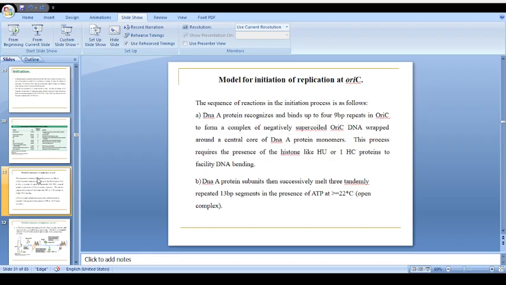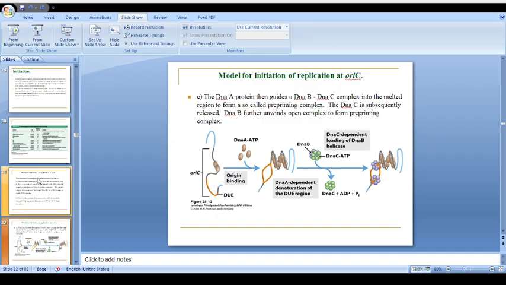Approximately 22 base pairs are present at that region. Since this is rich with AT, it is easy to break the 2 hydrogen bonds in that region, instead of GC. Once the DNA A protein binds, it further guides our DNA B, that is DNA helicase, that is loaded by the DNA C. The DNA C is called as helicase loader, that is recruited at the melted region to form the pre-primer complex.